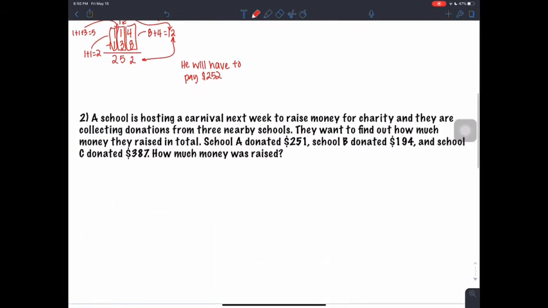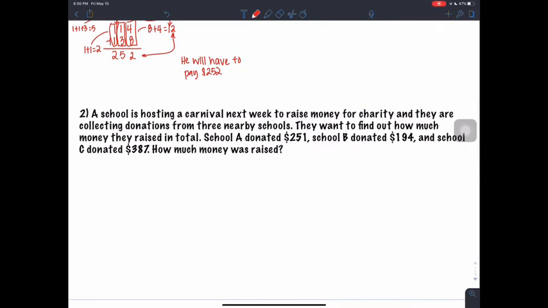So with the second problem, a school is hosting a carnival next week to raise money for charity, and they are collecting donations from 3 nearby schools. They want to find out how much money they raised in total. School A donated $251, School B donated $194, and School C donated $387. How much money was raised? So we have 251, 194, and 387.